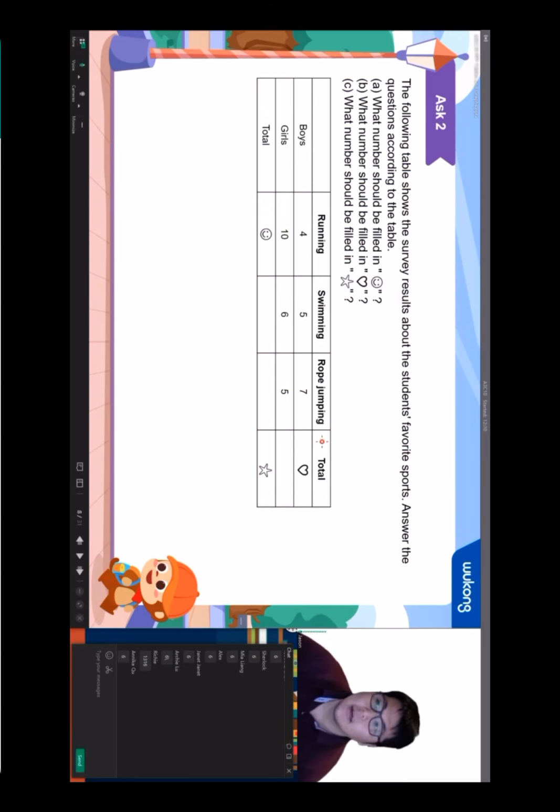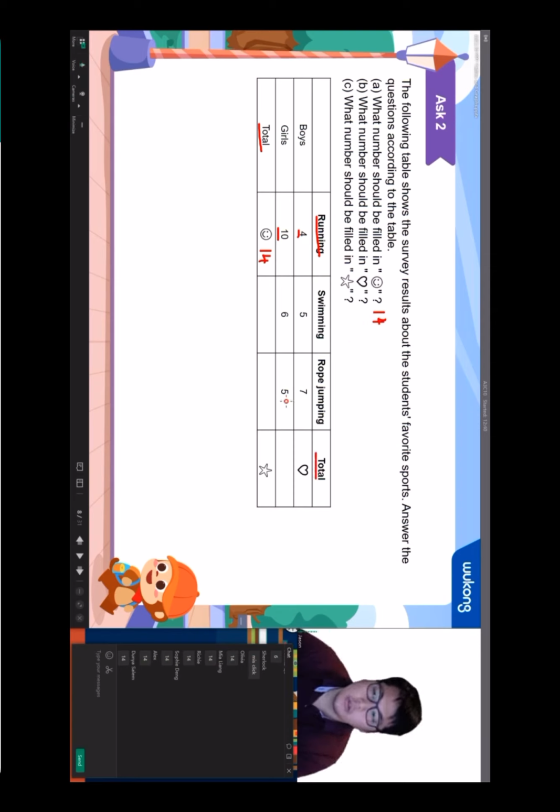So, now, let's have a look at this question. The following table shows the survey results about students' favorite sports. Answer the questions according to the table. So, first question A, what number do you think we should fill in the smiley face? Okay, so what is the smiley face? Total for running, okay, 4 plus 10 equals 14. Yes, very good. What about for the heart?